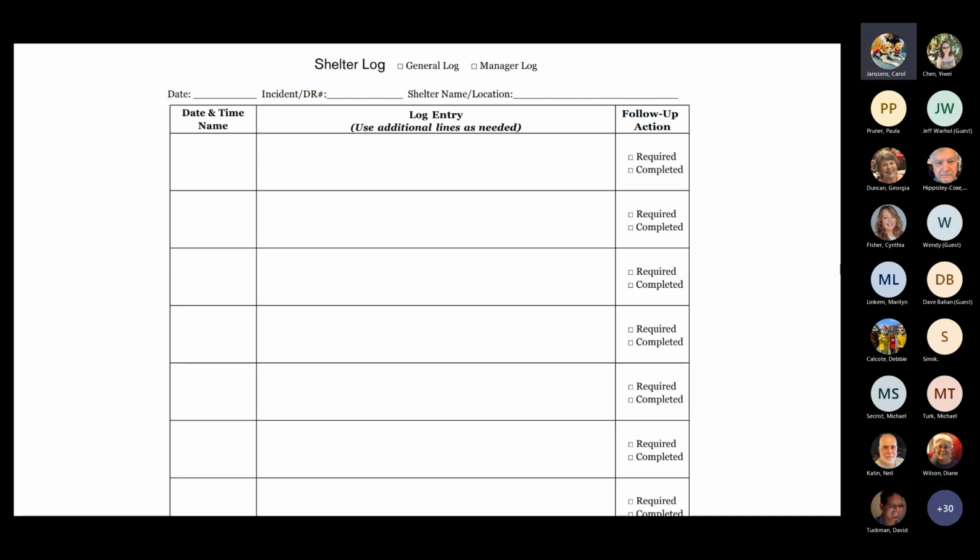Computer doesn't want to go to the next slide. Again, I don't know what's going on here. Let me try backtracking. It's stuck.